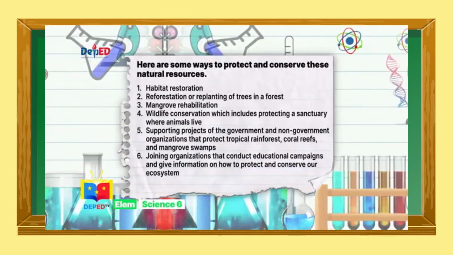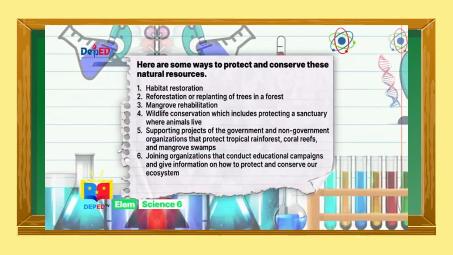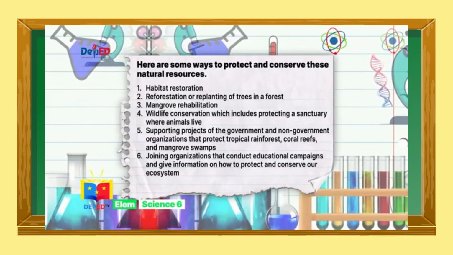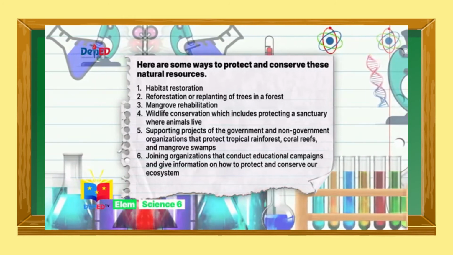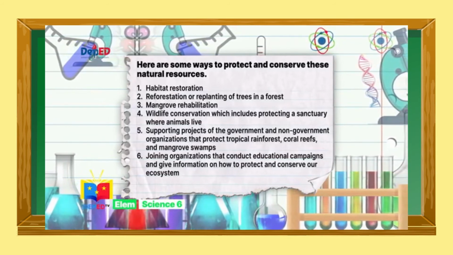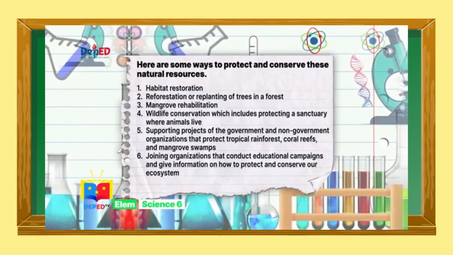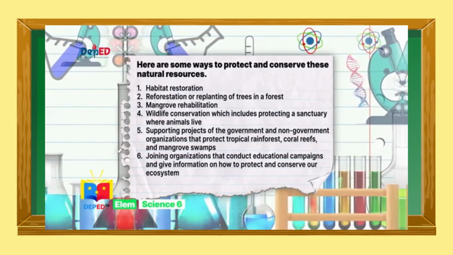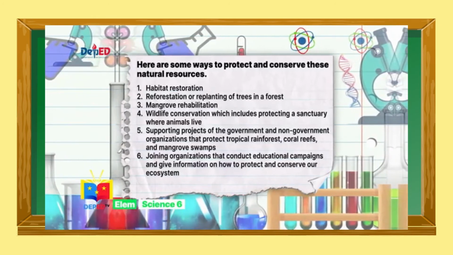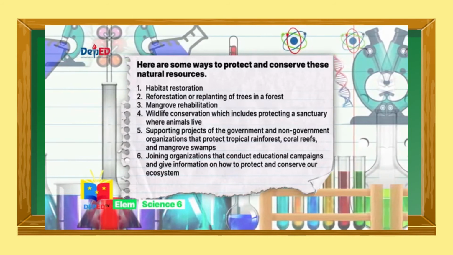Number 1. Habitat restoration. Number 2. Reforestation or replanting of trees in a forest. Number 3. Mangrove rehabilitation. Number 4. Wildlife conservation, which includes protecting a sanctuary where animals live. Number 5. Supporting projects of the government and non-government organizations that protect tropical rainforests, coral reefs, and mangrove swamps.